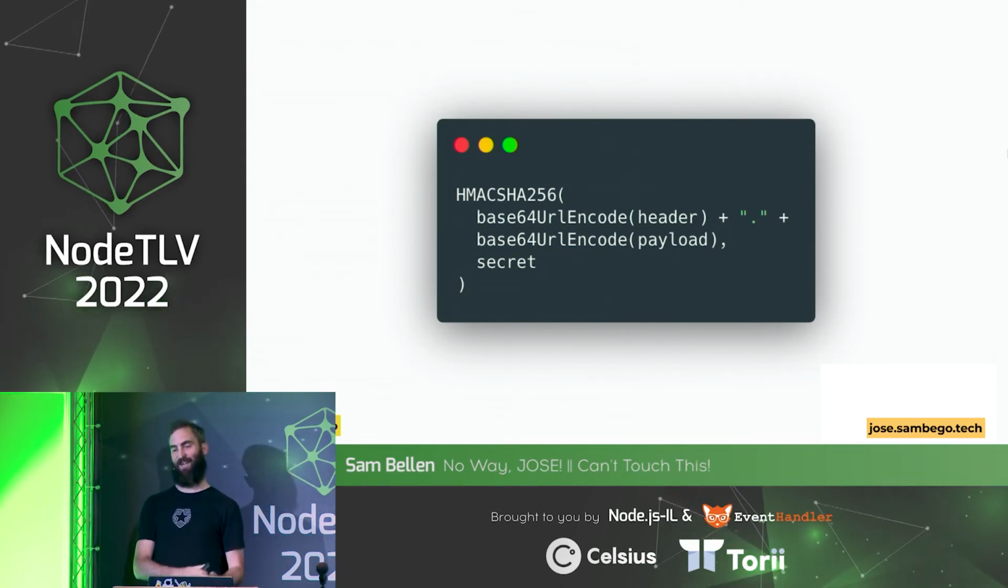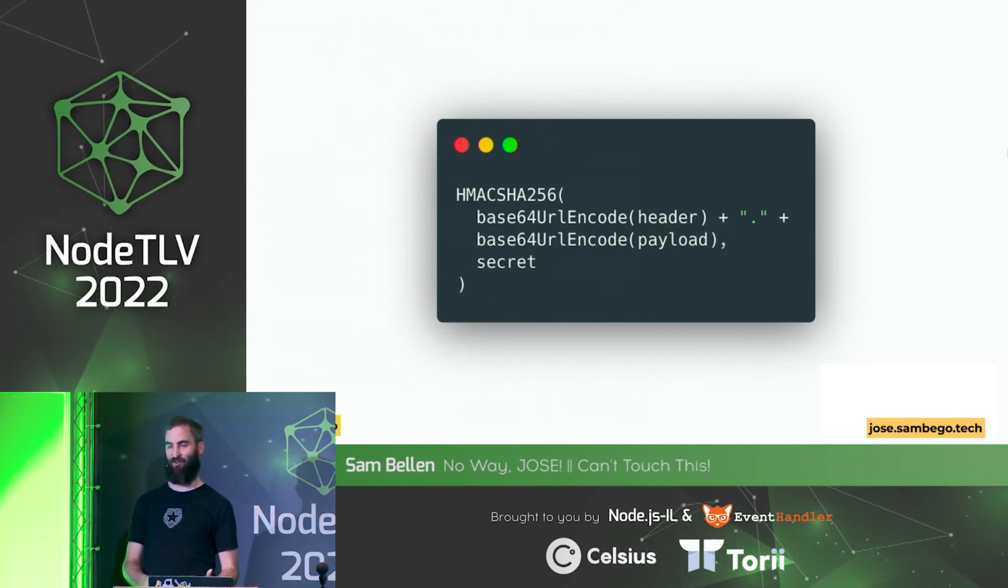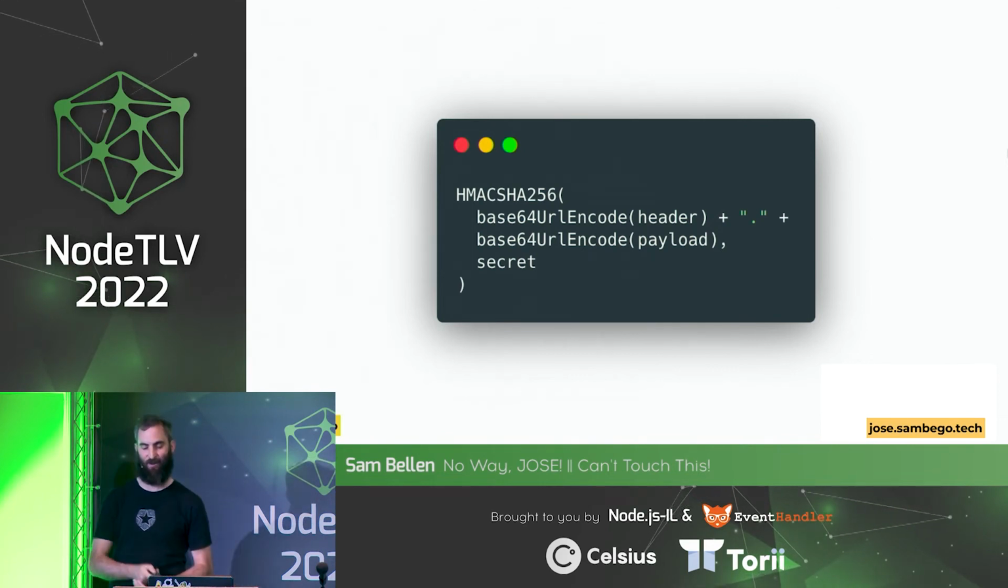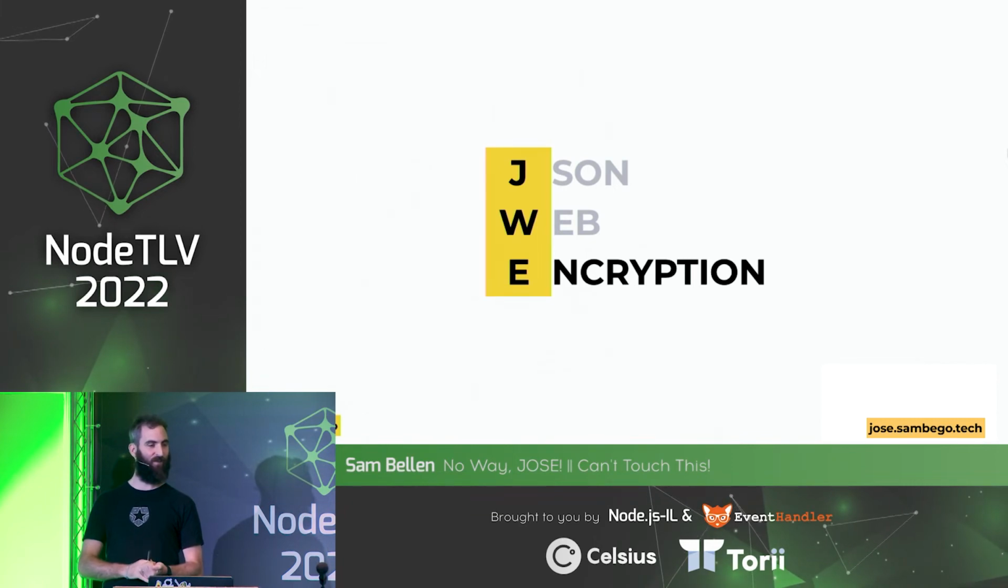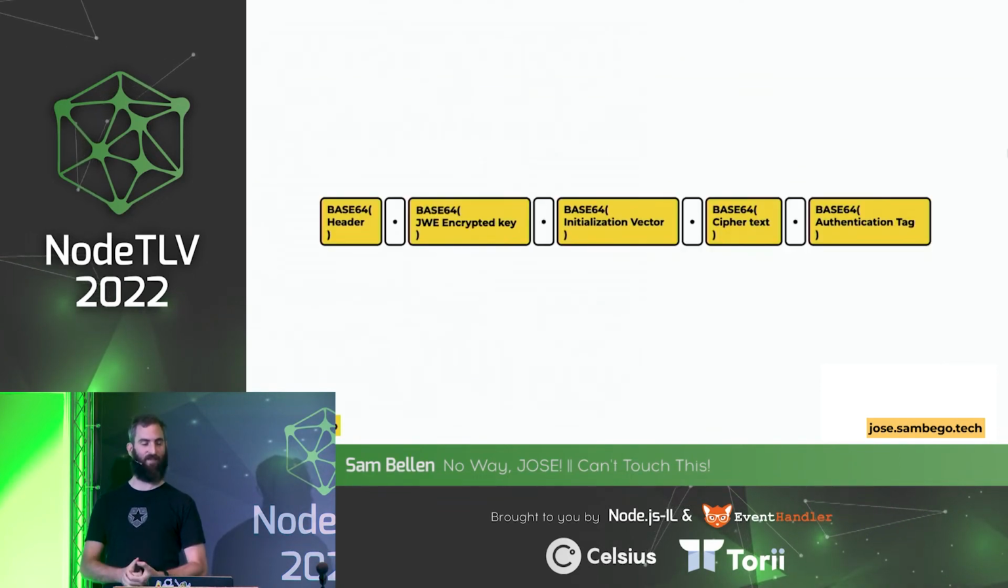Together with the private key, and if you run it through that, you will get the signature, which you can then add to that JWS. Next up, JSON Web Encryption. Again, it's just a way of sharing encrypted data on the web. And instead of having 3 parts, it has 5 parts.